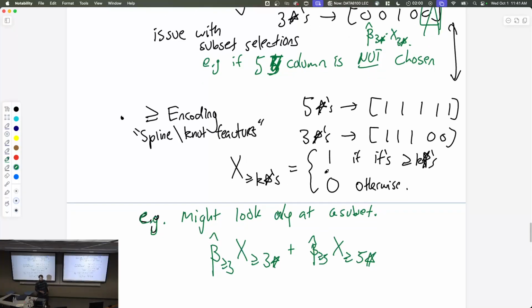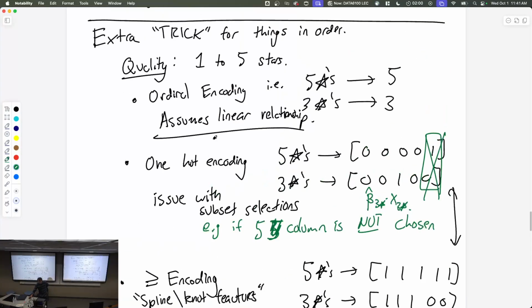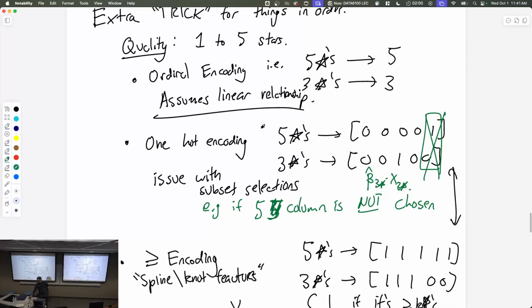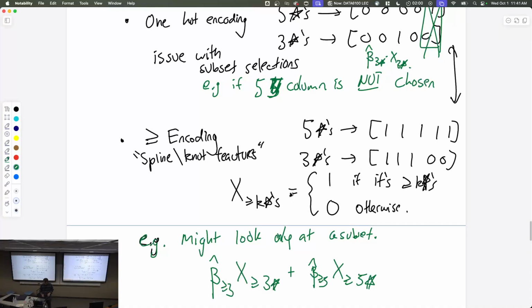This is a useful way, if you have something that's in order, to put it in your model without pre-specifying that 5 should be 5 times larger than 1. So it's kind of doing the good parts of ordinal encoding without assuming the linear relationship. Okay, so that's a possible trick you can use. And in general, this is related to something called splines and knots that you might have seen before. Any questions or comments about this encoding? It's just a different way of encoding.